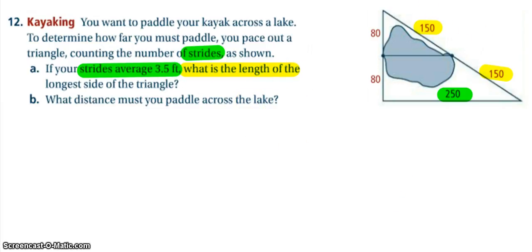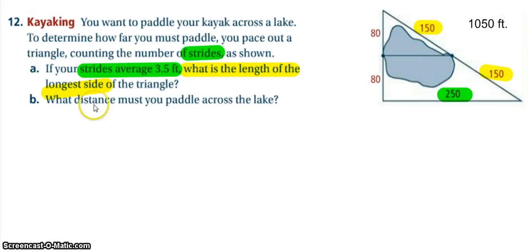It then asks us what is the length of the longest side of the triangle. Well, the longest side is going to be this side right here, what looks to be my hypotenuse if this were a right triangle. So we know that's 300 strides, but to do the math to figure out how many feet that is, we just take the number of strides, multiply by my 3.5, and we get an answer of 1,050. Of course, that is feet.